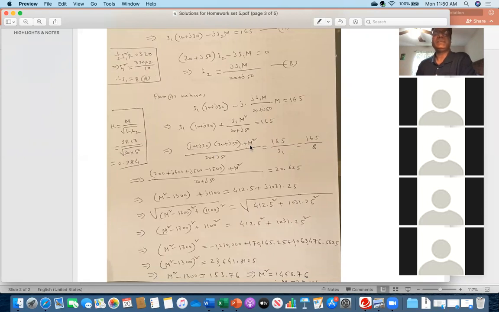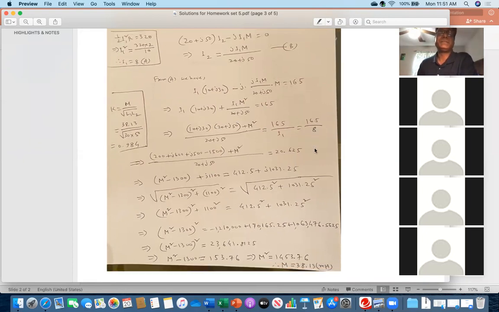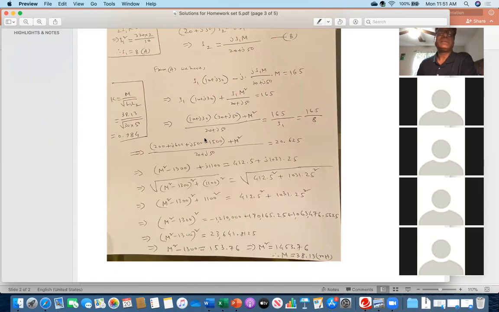Now I am just simplifying with simple algebra. So 20 plus j50 is multiplied with this one, plus this one. I1 was the common factor here in the previous term, so I have taken I1 out and substituted the I1 value of 8 ampere from the left side calculation. So that is 165 over 8. Now just cross multiplication. You see this calculation, this multiplied by this one, plus M squared.